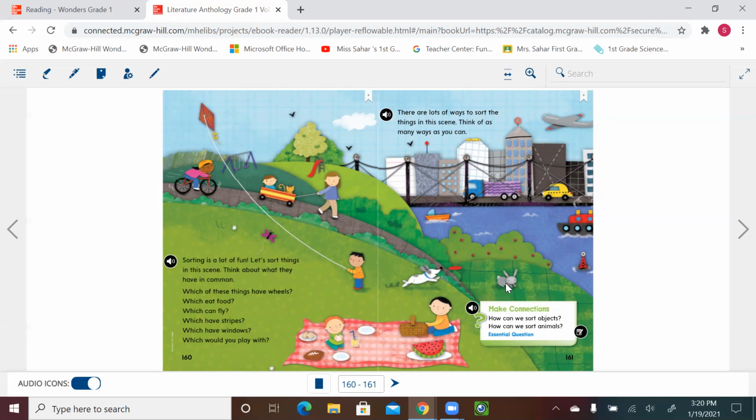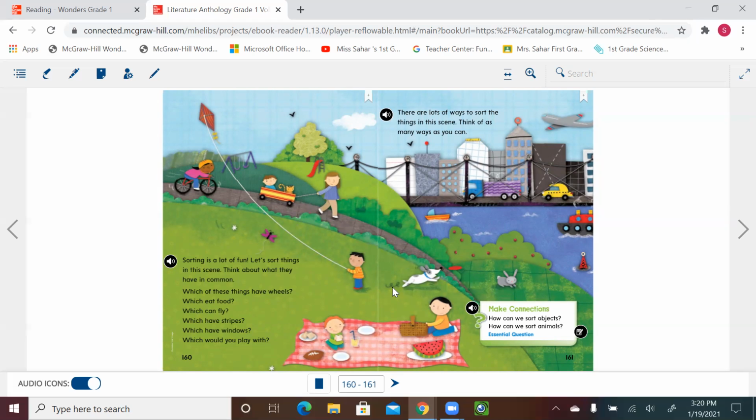All right, which would you play with? You can play with rabbits. I would like to play with a butterfly, chase a butterfly. I can play with birds. Maybe also play with dogs.